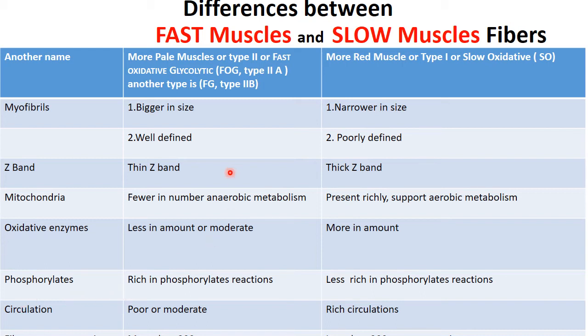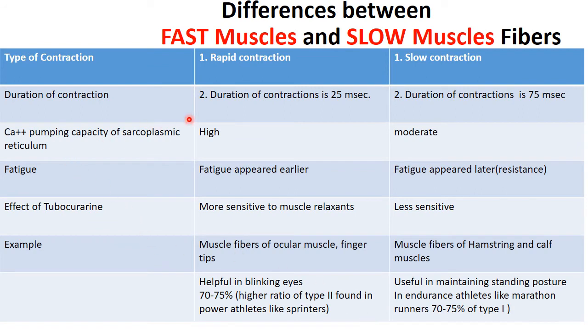Phosphorylase reactions are rich in fast muscles while less rich in slow muscle fibers. Then circulation, you know very well, is poor here, and rich here. Then duration of the contraction: here it is 25 milliseconds and here it is 75 milliseconds, 3 times more in slow contraction. Calcium pumping capacity of the sarcoplasmic reticulum is high here because it is a rapid contraction, and moderate there. So fatigue appears earlier in fast muscles, while it appears later in slow muscle fibers.